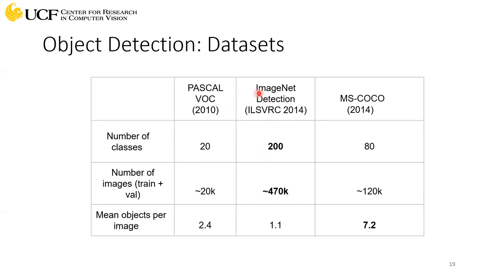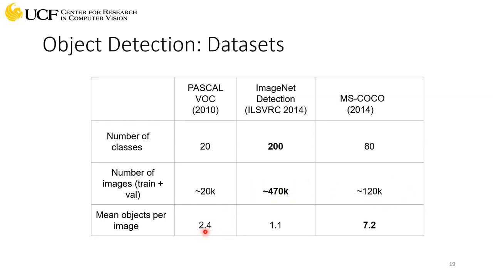So for object detection with deep learning, you need to have a data set for training. These are three important data sets: Pascal VOC, ImageNet detection, and then MS COCO. And these are some of the statistics. I think some of you are doing object detection for your project, so you should be aware of all these details. This one has only 20 classes, this one has 200 classes, and in this one we have 80 different classes. And this is the size of these data sets. You can see it's quite small, just 20,000 images. And this is huge, around 500,000, right? And then this is 120K.